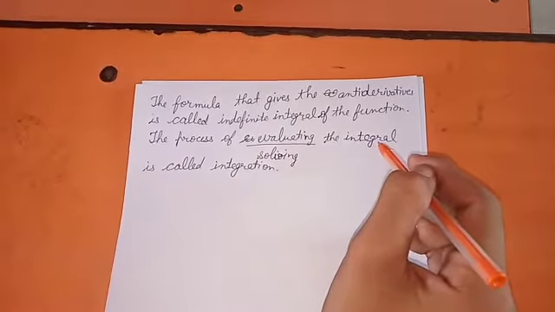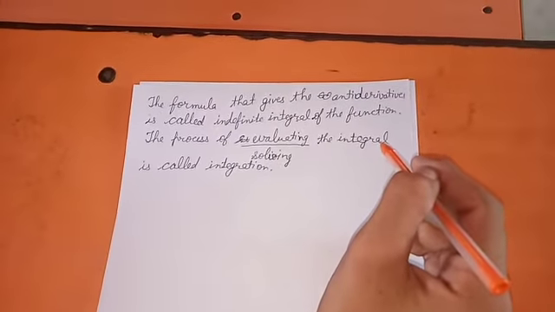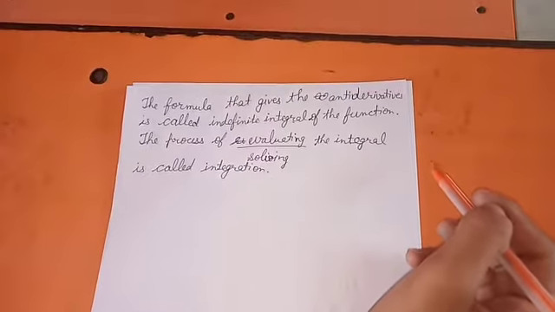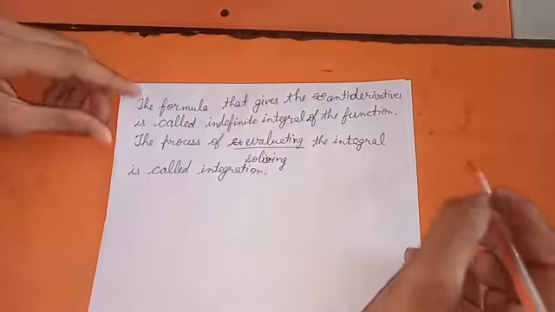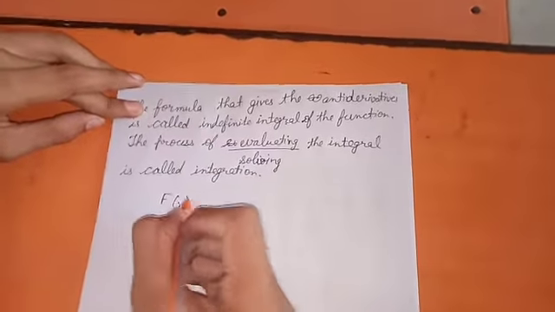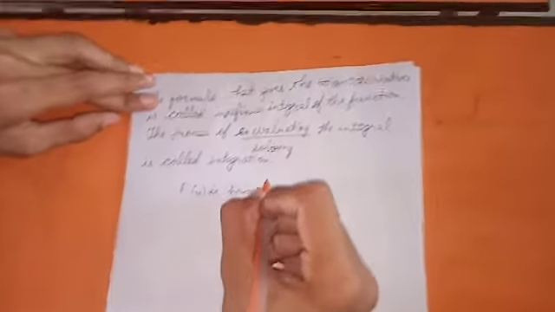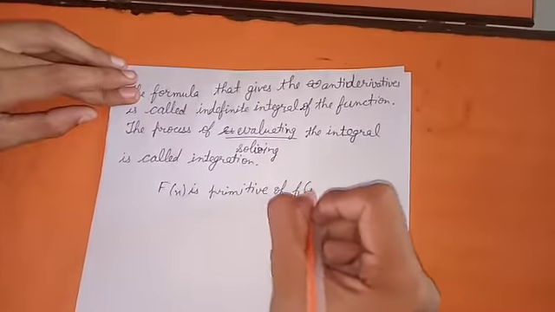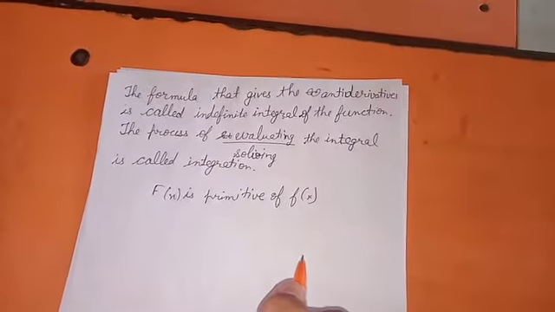We have seen now that if F of x is the primitive of small f of x, now some rules are given to us here that if F of x is primitive, means antiderivative, of small f of x, that means what?